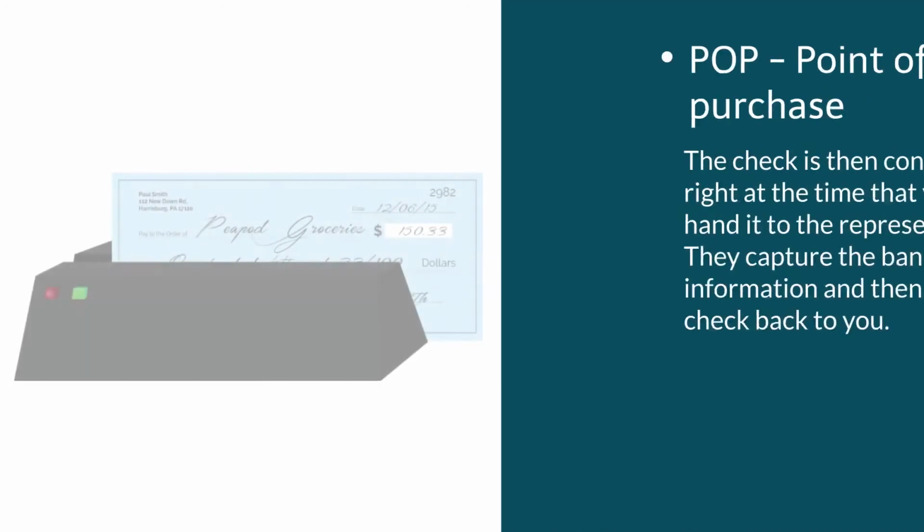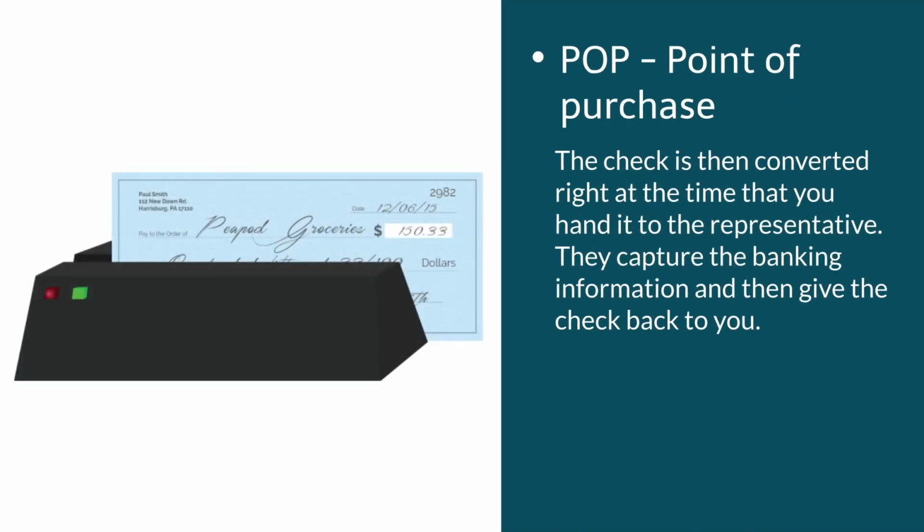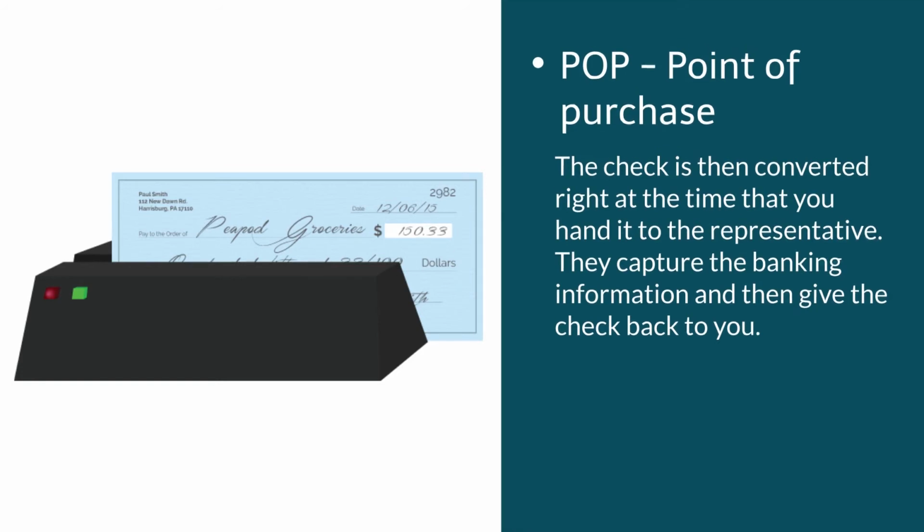Our next standard entry class code is the POP, or point of purchase. You may have encountered this if you've gone into a place of business to purchase goods or services and you've written a check for payment. That check is then converted right at the time that you hand it to the representative. They capture the banking information and then give the check back to you.